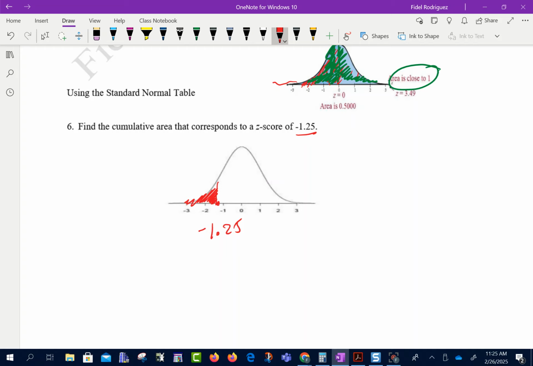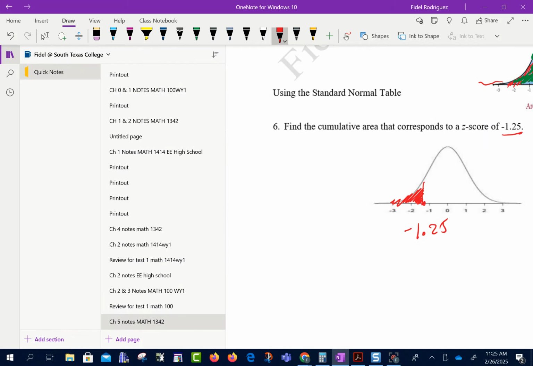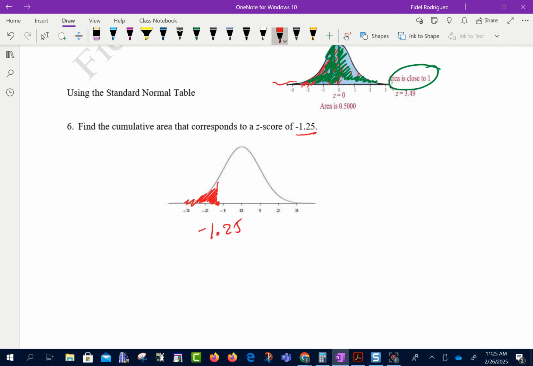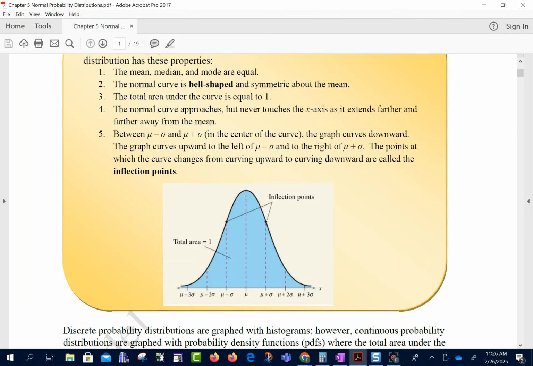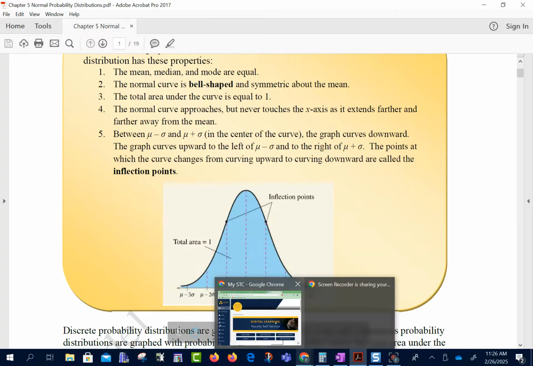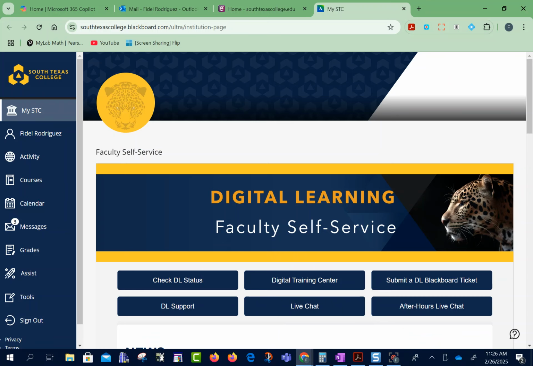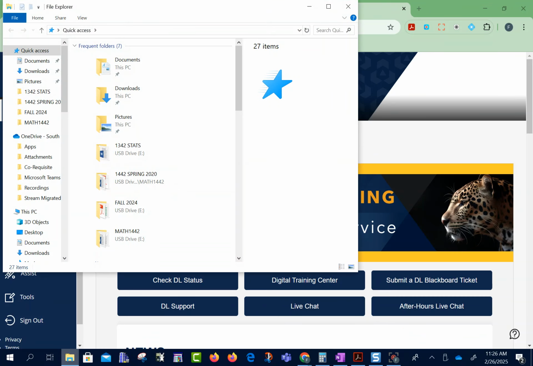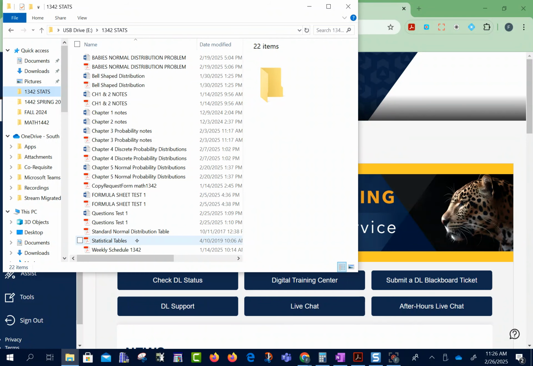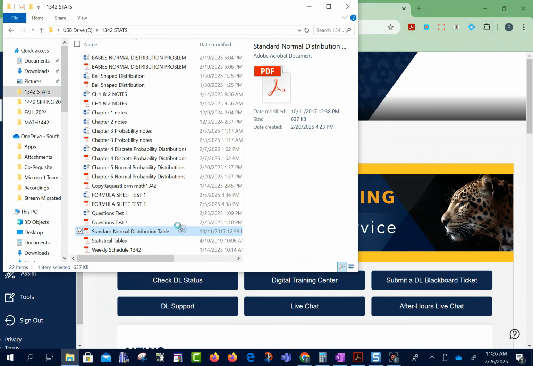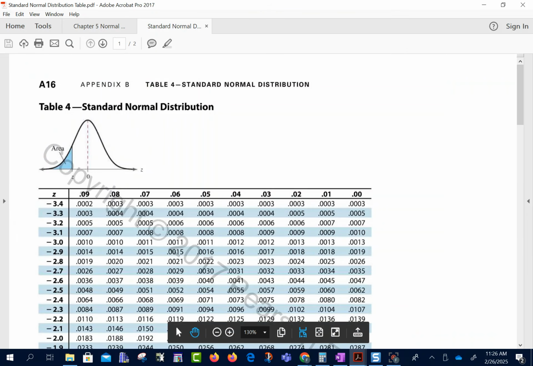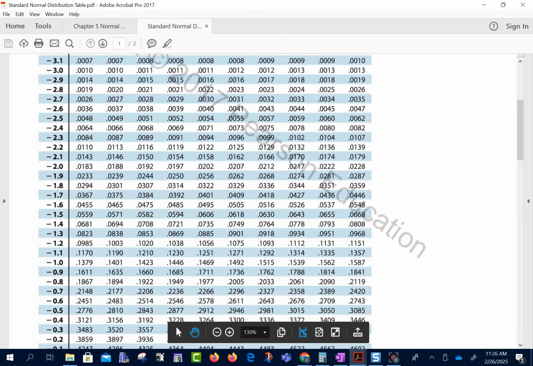So a couple of ways we can do this, y'all. We have a table. Let me see if I can find my table. Sorry, guys. Let's go to my stats folder. Standard normal table. Let's open this guy up. Here we go. So y'all, I'm going to use my table here.